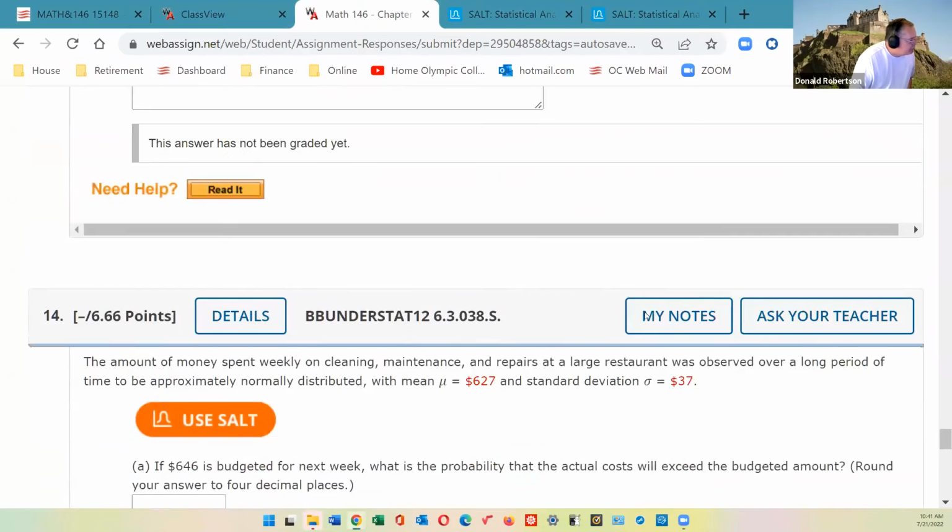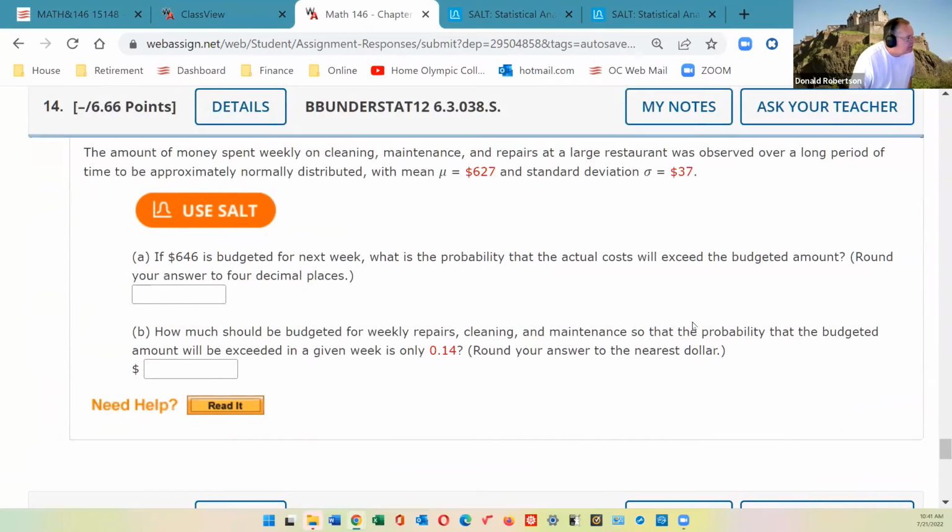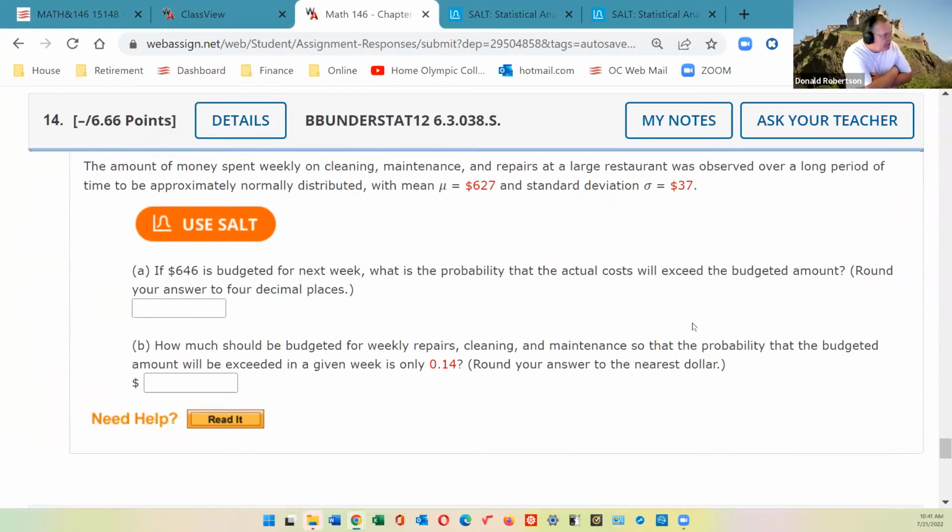Question 13 is really just a duplicate of 14. Let's see what this one is about. The amount of money spent weekly on cleaning and maintenance repairs in a restaurant was observed over a long period. The average was $627 weekly, and the standard deviation was 37. Okay, so I've got the two numbers that I need.